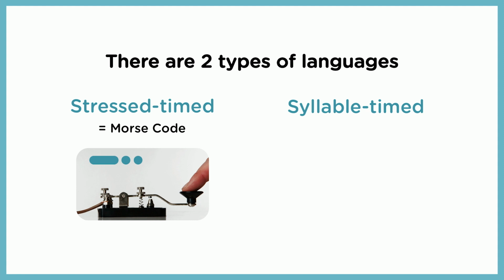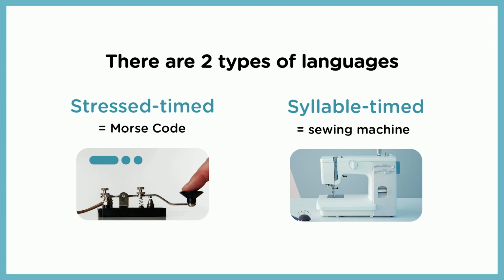So stress-timed languages, think of it like Morse code. You have long sections and shorter sections, like da, da, da, da. I'm guessing that English is going to be like that. Most definitely. In contrast, you have other languages, syllable-timed languages, which are much more even, like a sewing machine. Yeah. Or like a train, I guess. All the parts are evenly spaced in terms of speed.